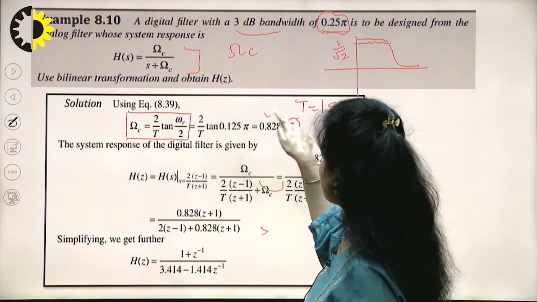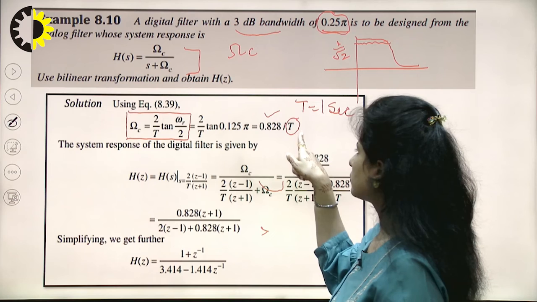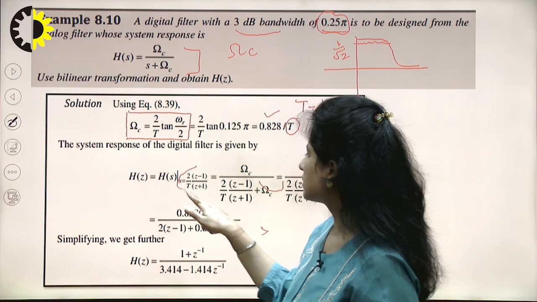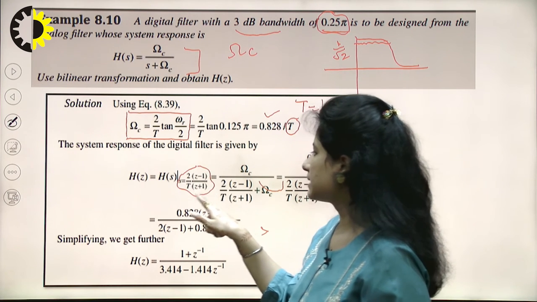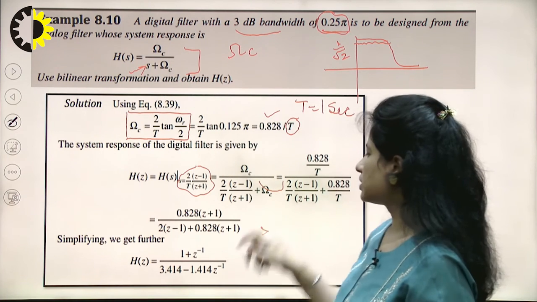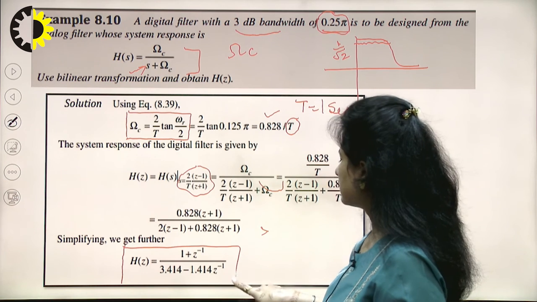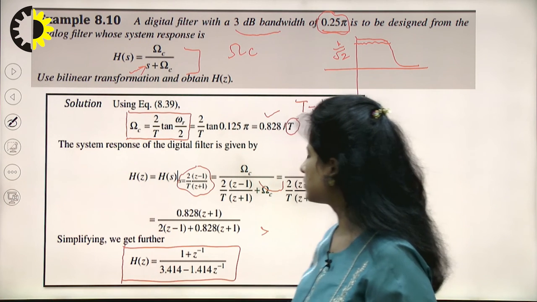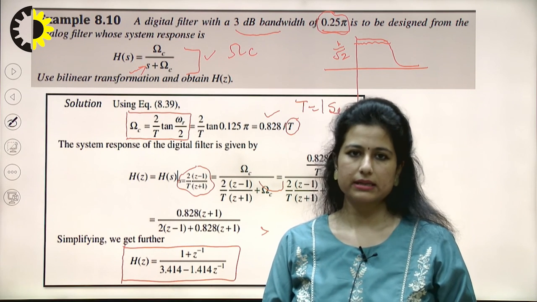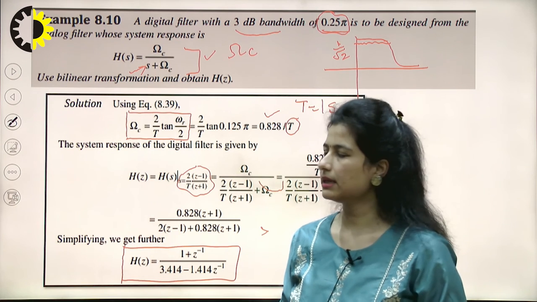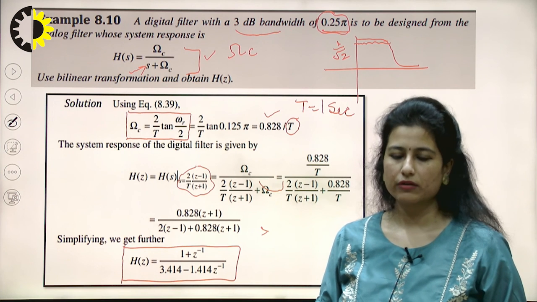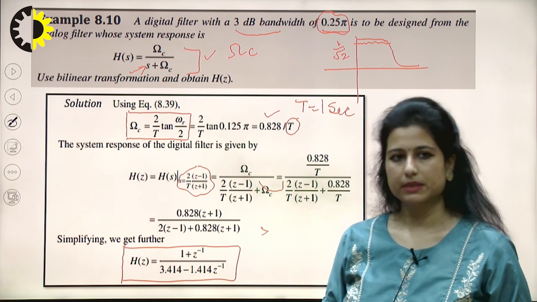Once I have calculated this analog frequency, which is related to the time period of this particular system response function, I substitute S is equal to 2 by T times (Z minus 1) by (Z plus 1) at this particular place, and after rearrangement, this is my final IIR filter, which is digital in domain, corresponding to this analog filter. So in bilinear transformation, I can see that if I know these two frequencies in the analog domain and digital domain, the substitution is direct and free from any kind of distortion or aliasing limitations.